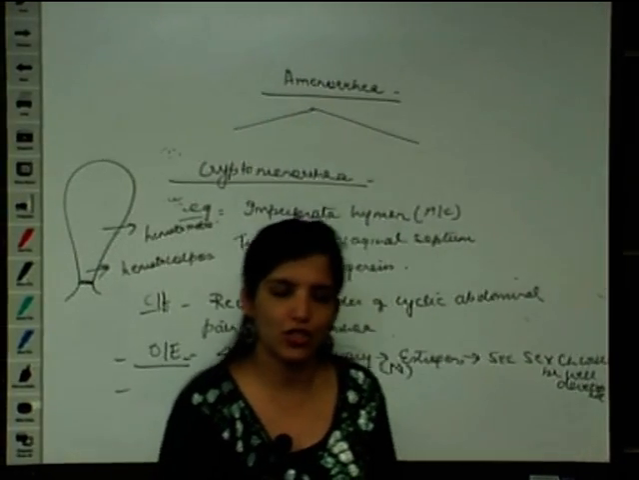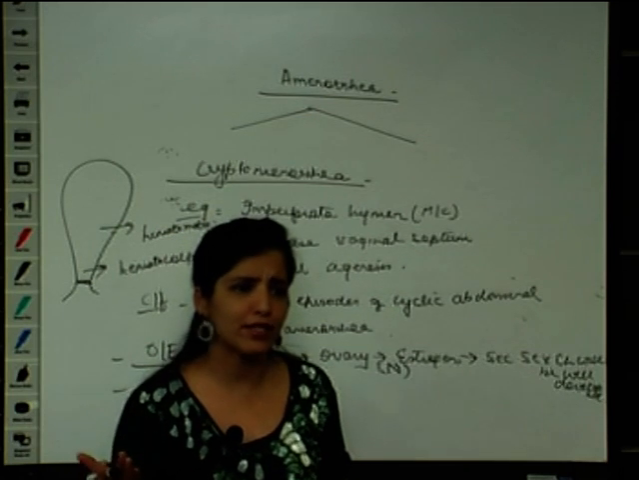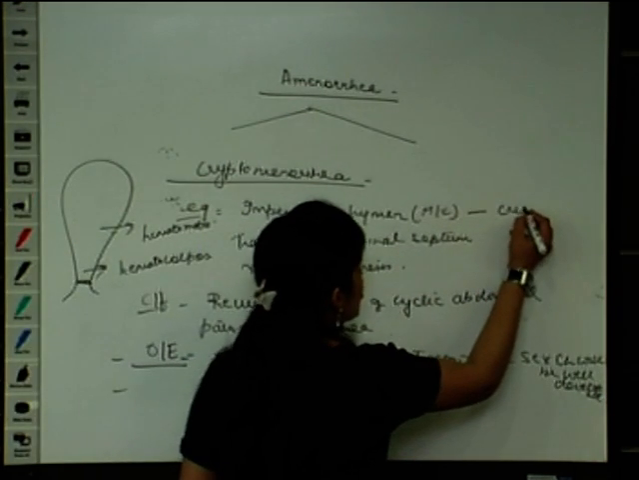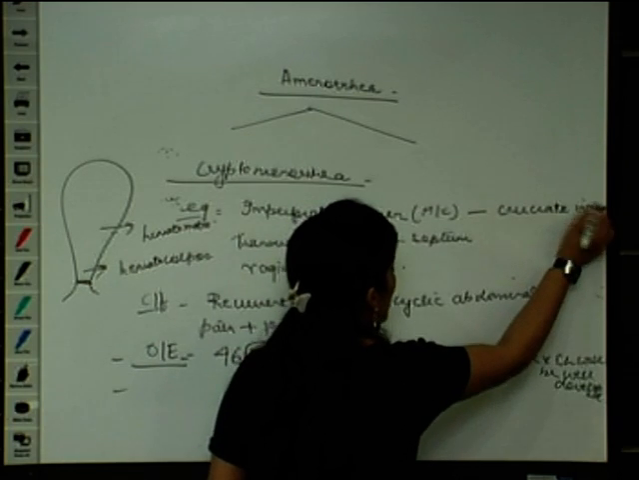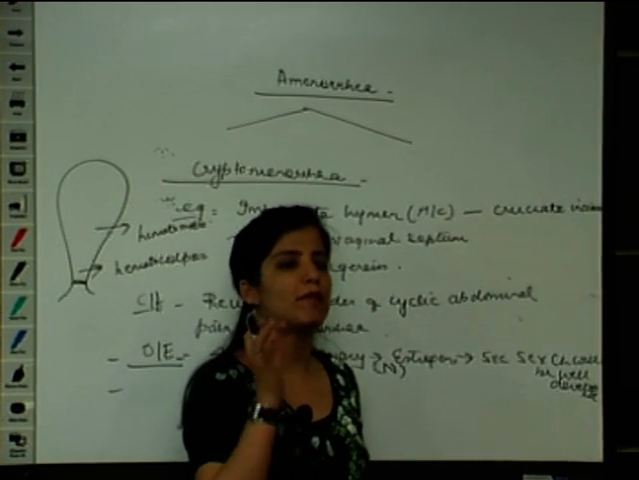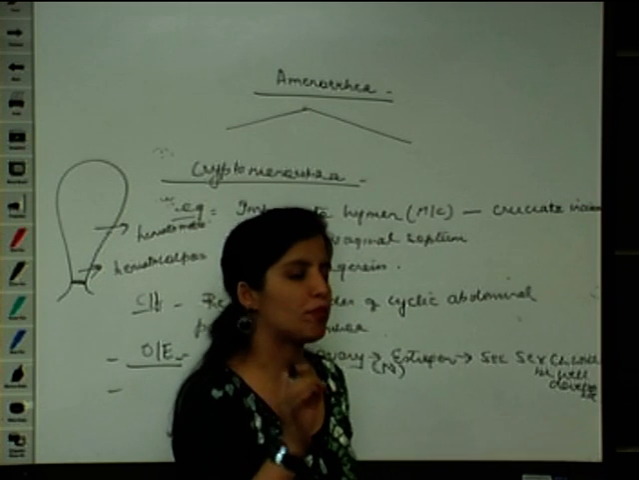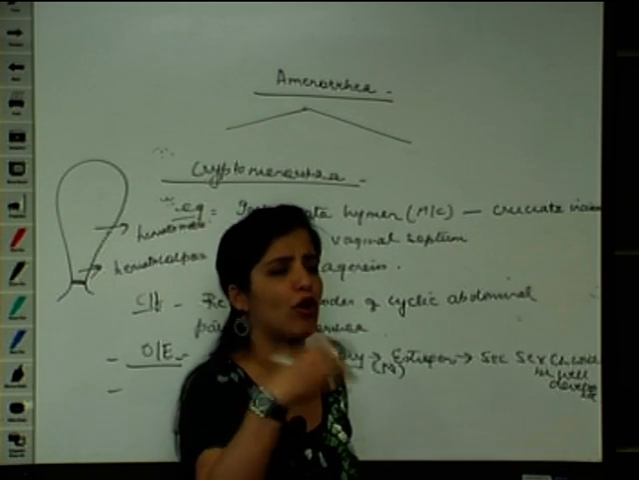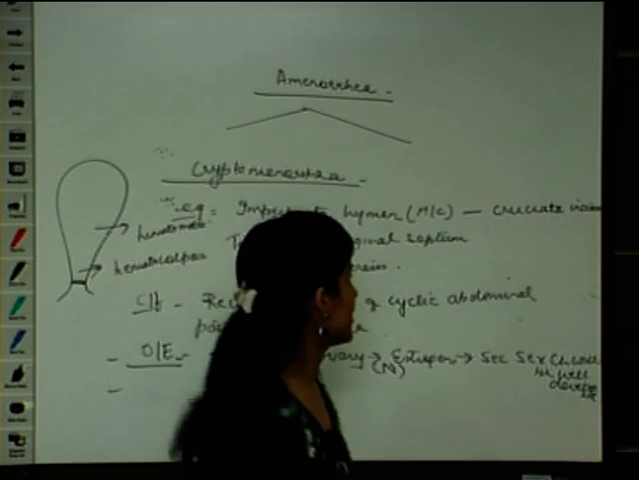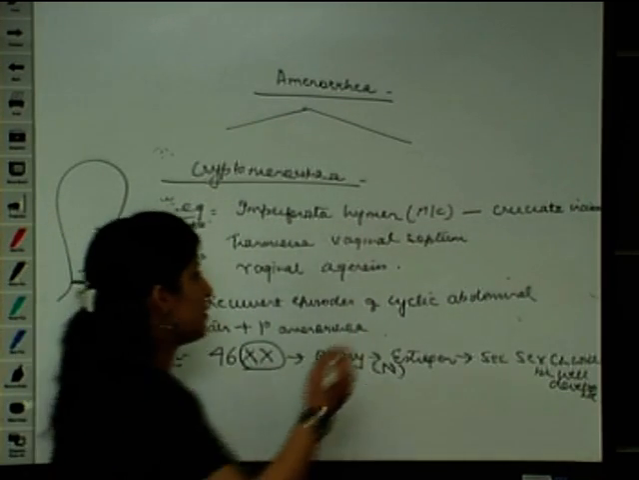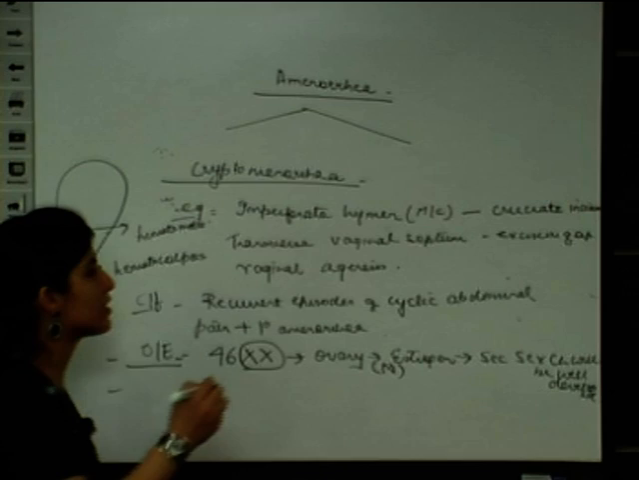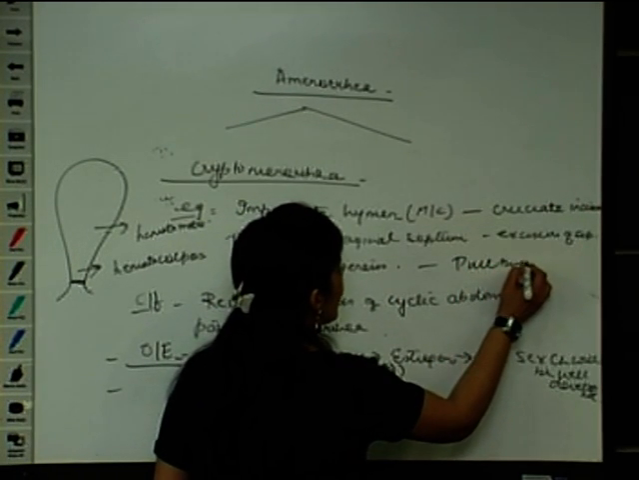Now how will you manage such a condition? For management, it is very simple. If it is an imperforate hymen, you simply have to give a cruciate incision onto the hymen, and whatever the collected blood is there, it will keep on draining by itself. Now when the blood is draining, please do not give any suprapubic pressure. We do not want any type of infection to develop in the uterus, because that is going to impair her fertility. If it is a transverse vaginal septum, you simply have to excise the septum. And if it is vaginal agenesis, you have to do a pull-through operation.